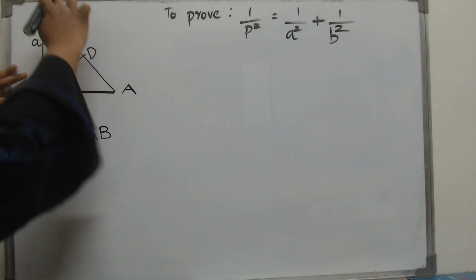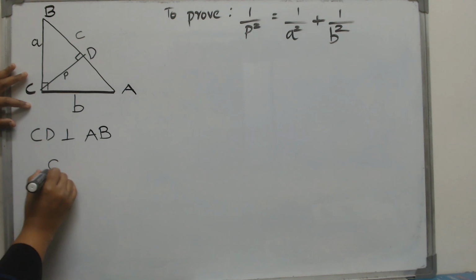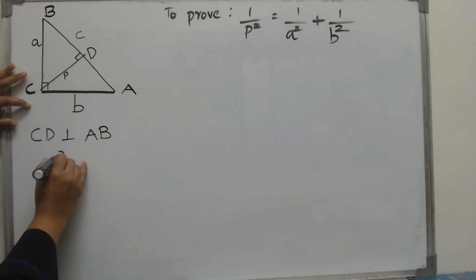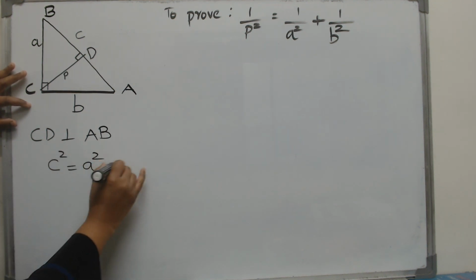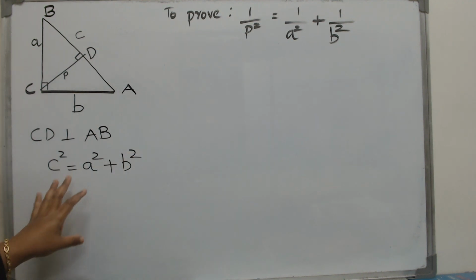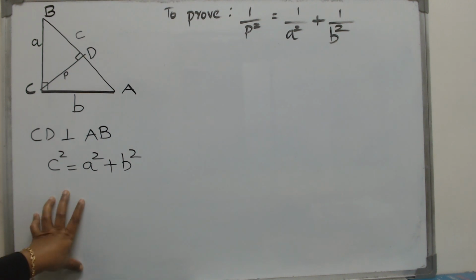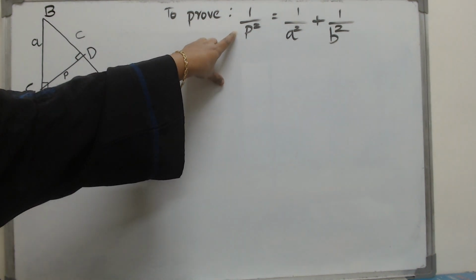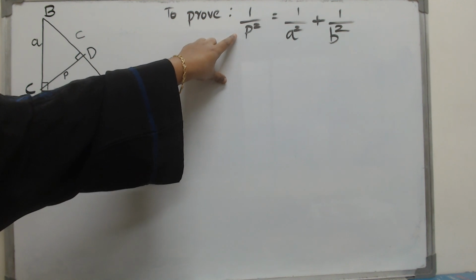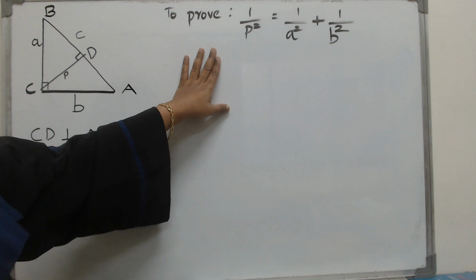You see here AB is what? It is the hypotenuse. Its measurement is c. So applying the Pythagoras theorem, you can get c square is equal to a square plus b square. We can apply it. But when you apply the Pythagoras theorem, what you will get is the sum of the squares of sides. But what you have here is the sum of squares of the reciprocals. So it is not a direct application.